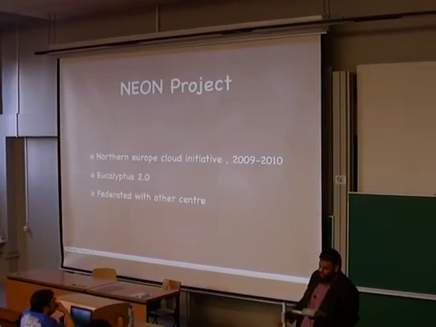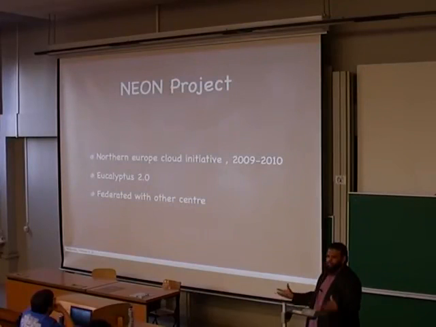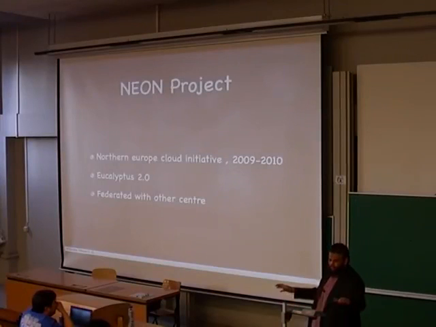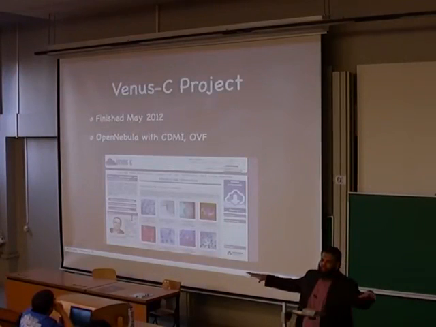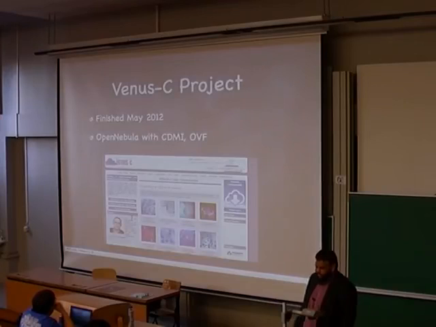So we started with the Neon project in 2009. At that time cloud middleware was just booming up, and we found Eucalyptus, which was at version 2.0, so we started working on that. We hosted a Eucalyptus environment and then formed a federation with another center. Later there was the Venus-C project, which finished last year, in May 2012, where we collaborated with several centers across Europe. There we hosted OpenNebula. We moved from Eucalyptus to OpenNebula.